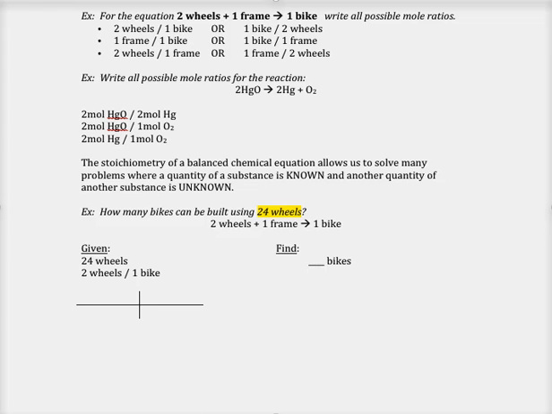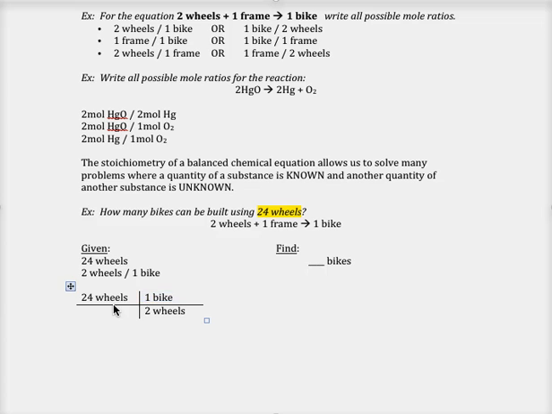The given 24 wheels is the first thing that we should put into our picket fence. Now, without knowing anything else, I know that I will need wheels on the bottom here in order to cancel out this wheel value. So I look for the ratio here that gives me some information that relates what I have, wheels, to what I want, bikes. So the 2 wheels goes on the bottom, the 1 bike goes on top.